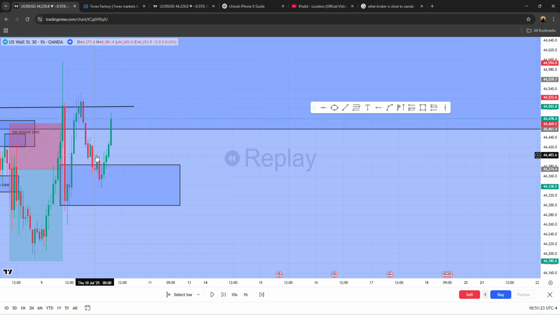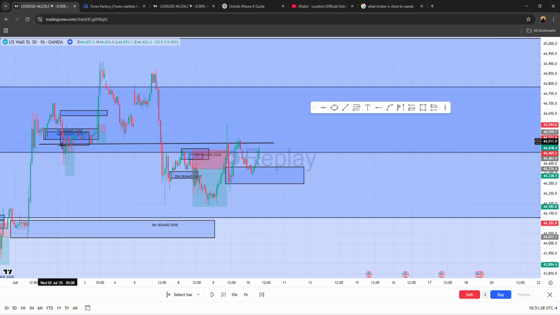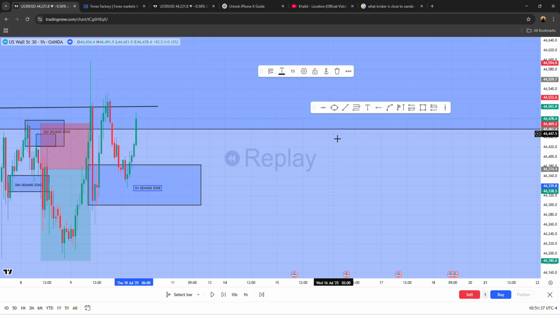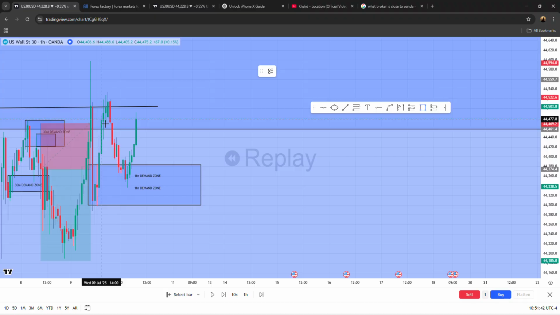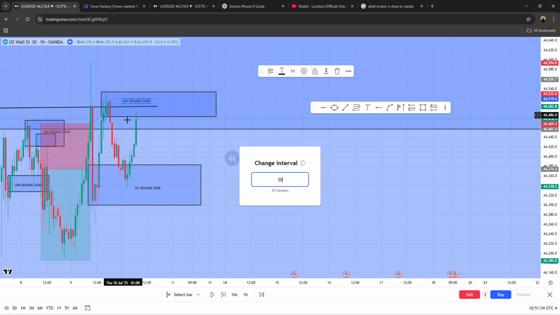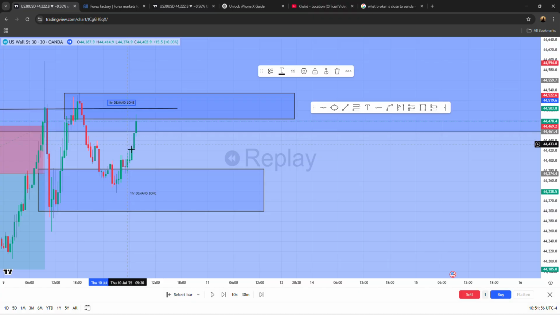So price comes back to this 1 hour zone, and then there's this. Let me clone this. Sorry, give me a second. My bad. Clone. Take this out of here. Clone this again. Mark this out. Yep. That's the 1 hour zones. We've marked out the 1 hour zones. Now let's go to the 30-minute to see if there's a 30-minute zone.